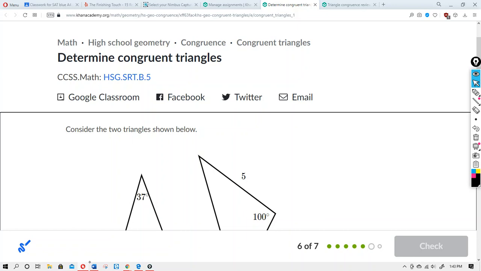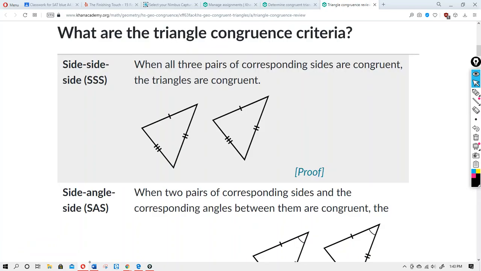For the assignment, determine congruent triangles. Just a little review: the triangle congruence criteria. These are the ways you can prove the triangles congruent. Recall the first one is side, side, side, or SSS. That's when you can prove the three sides from one triangle congruent to the three sides of another.